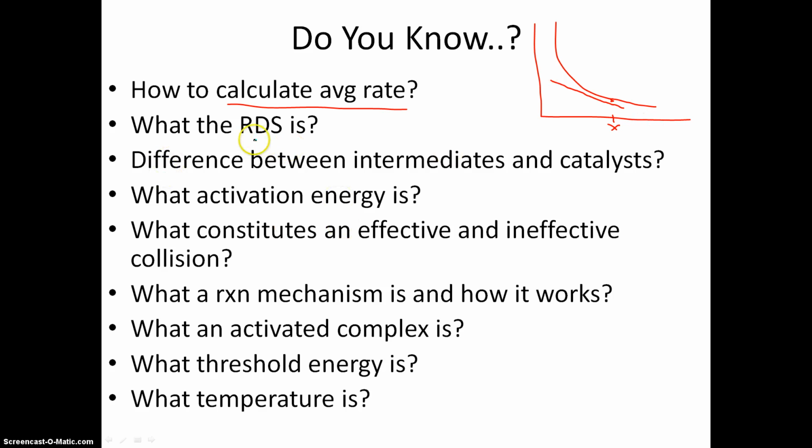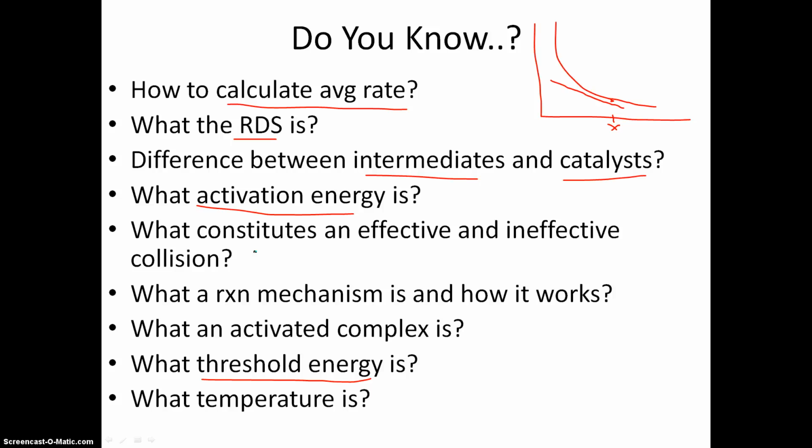Do you know what a rate determining step is? What its applications are? That's a big question. Difference between intermediates and catalysts, again, they're very similar. It's just where they're placed in the reaction that makes them different. Do you know what activation energy is? And that's a bit different from threshold energy, so be mindful of that. What constitutes an effective and ineffective collision? This we covered quite a bit.